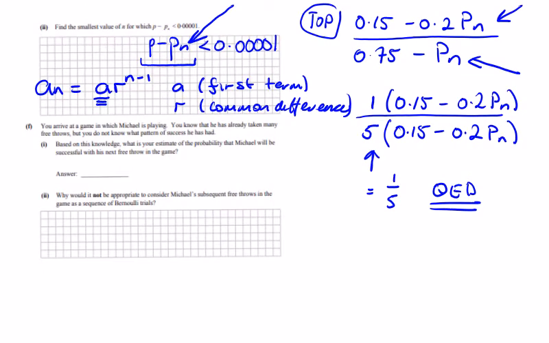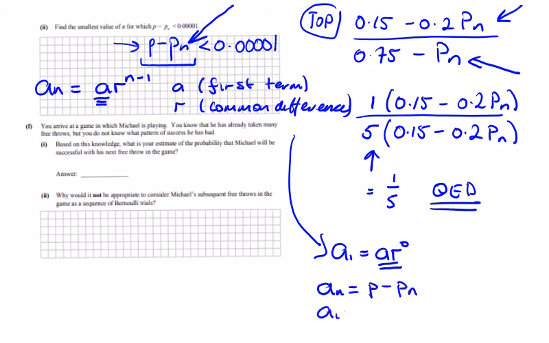So the first term here, I'll just jump down to here. The first term, A1, is equal to A R to the power of n minus 1, or 1 minus 1, which is 0, which doesn't help us get A. So we have to go back to here. P minus Pn. So An is equal to P minus Pn.